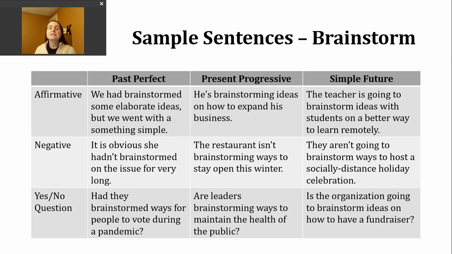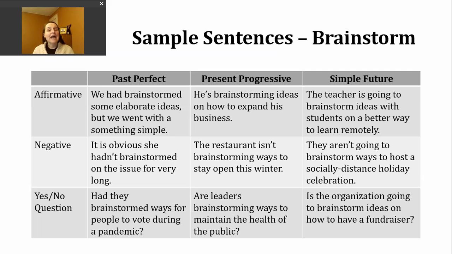Finally, if I want to make a yes or no question in the past perfect, I'm going to start with had, then I'll have my subject, then the participle form of the verb. Had they brainstormed ways for people to vote during a pandemic?